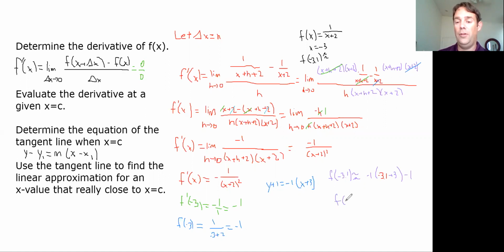So let's see here. f of -3.1 would be about, oh, that's -1/10 times -1, that'd be +1/10 minus 1, which would be negative 9/10. Again, pretty close.